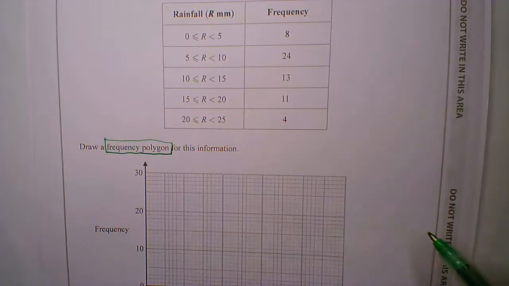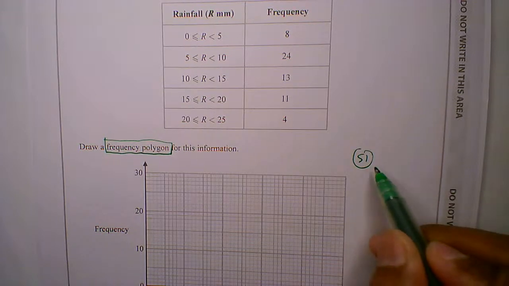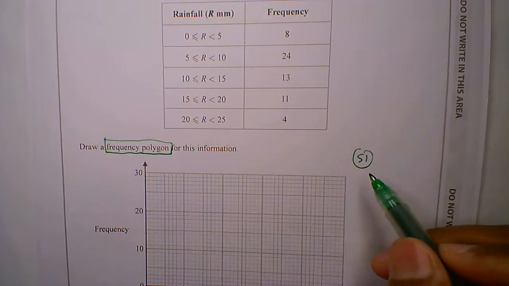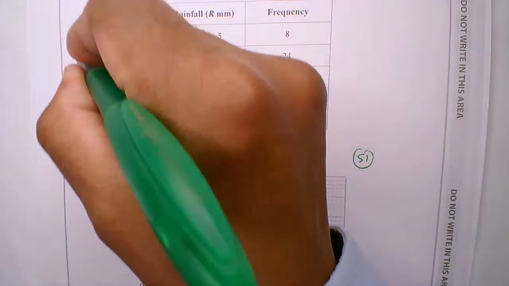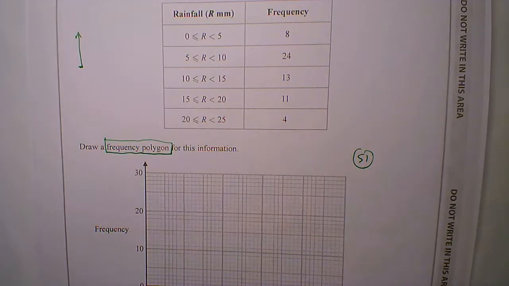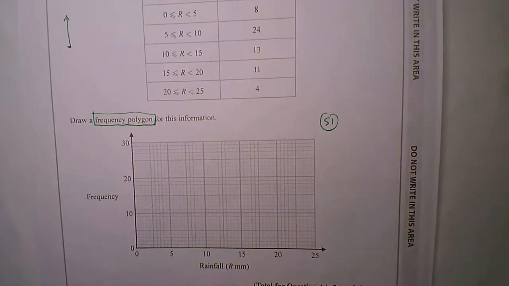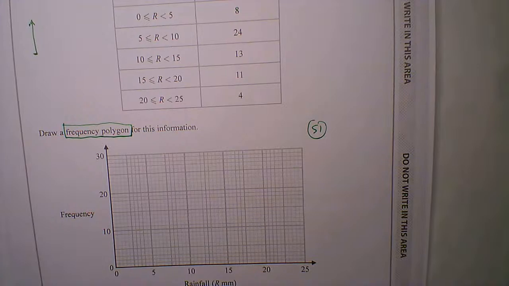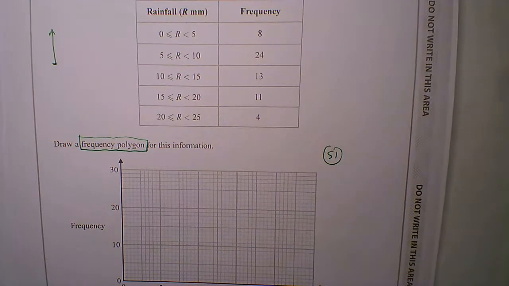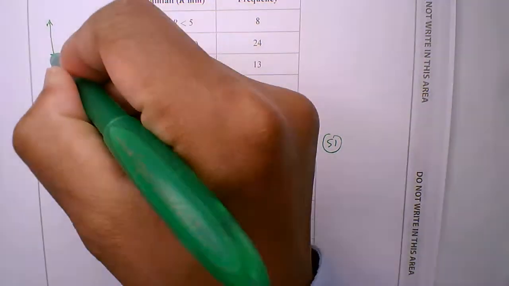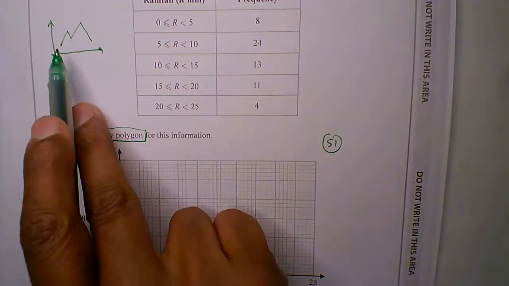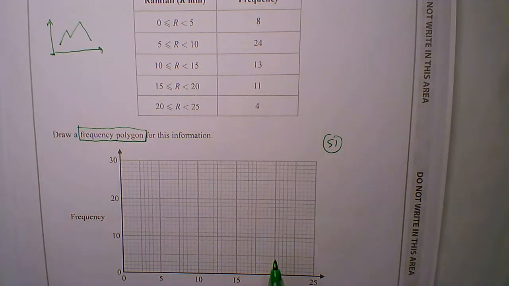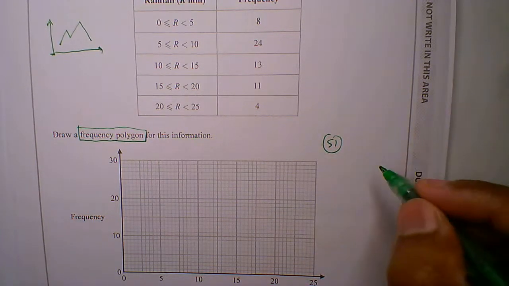So frequency polygon, what are the steps for a frequency polygon? Or before I go into what the steps are, what does it look like? So we have a frequency axis here, and then we also have our x-axis, as you can see here. And a frequency polygon will kind of look something like that. So step 1 is I need to find the midpoints.